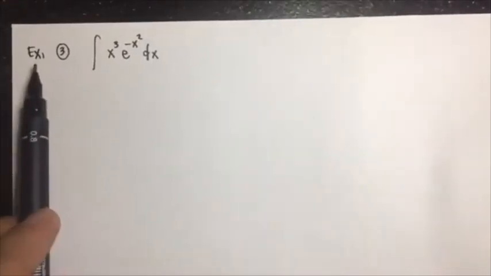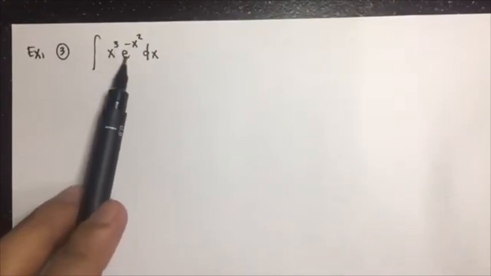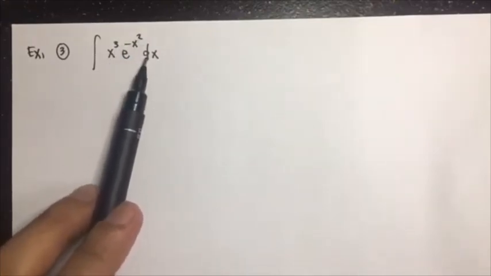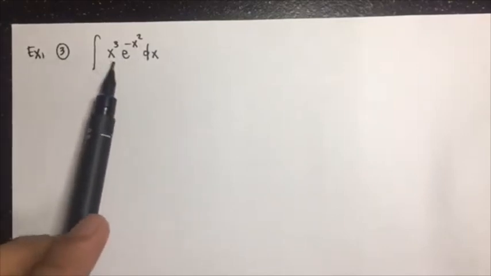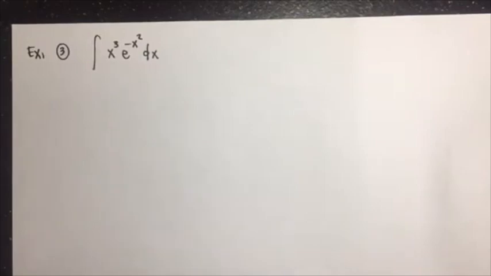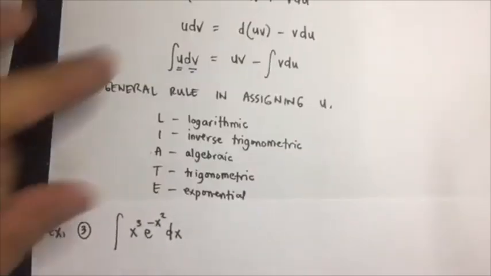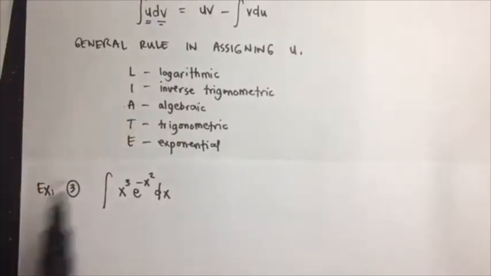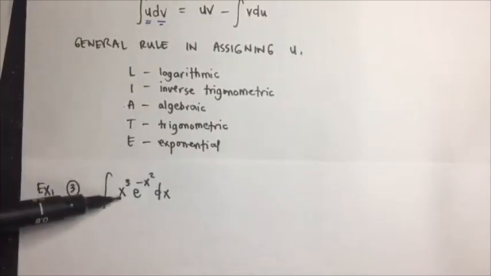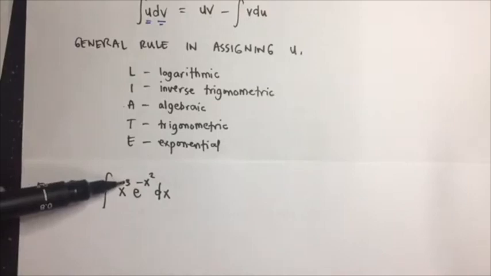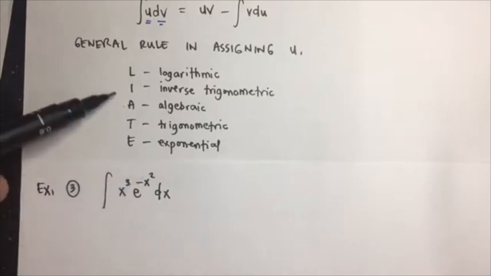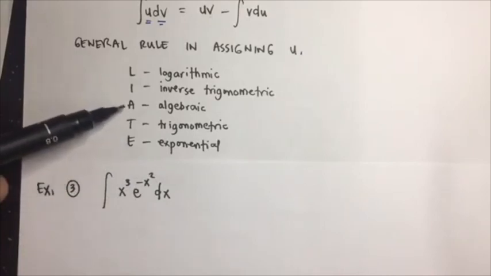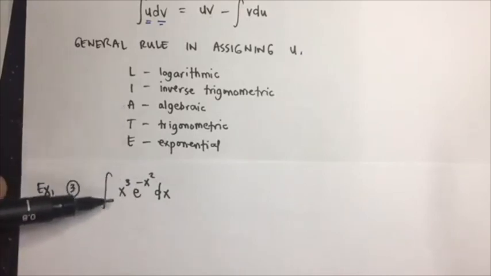Okay, so for our third example, we have the integral of x cubed e raised to negative x squared dx. So from the rule in integration by parts, this is still integration by parts, obviously. Again, we will use the rules in assigning our u for the integration by parts. So we have algebraic for x cubed and exponential for e raised to negative x squared. So here, obviously, we will be assigning the algebraic as our u.